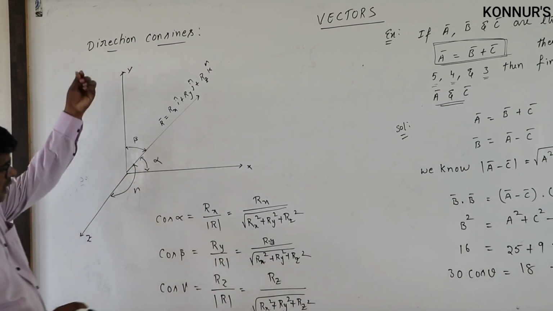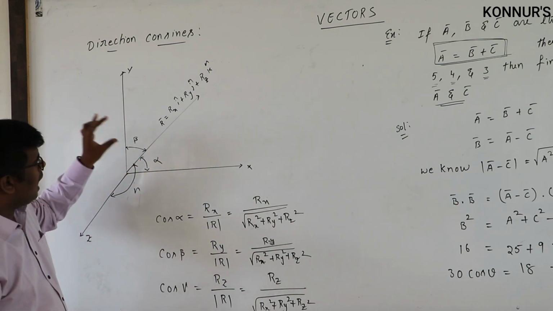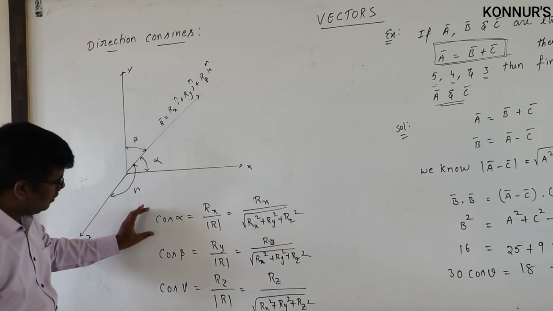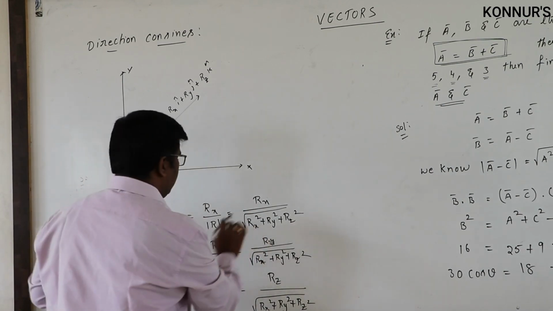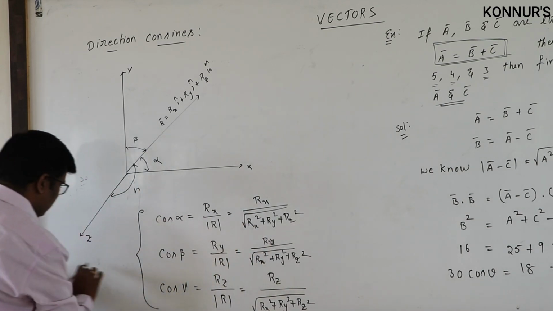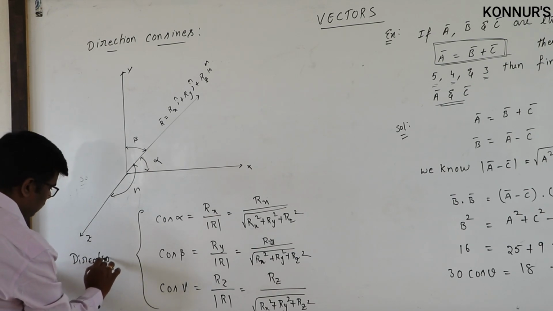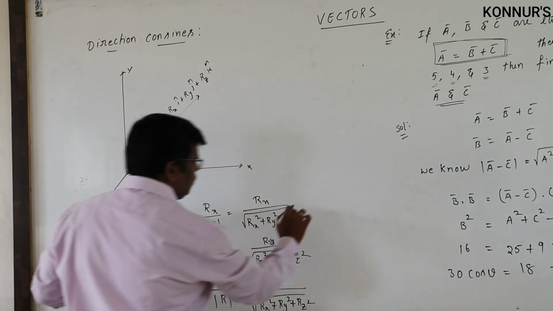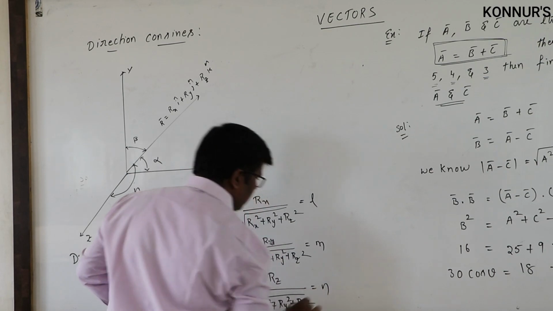So the cosines of the angles alpha, beta, gamma, which are the angles made by the vector with the x-axis, y-axis and z-axis, are called the direction cosines. These are called the direction cosines. Let this be L, this be M, and this be N.